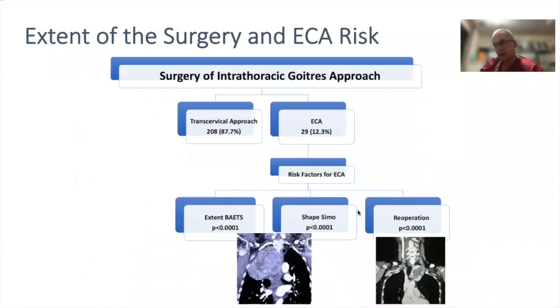This is a very important slide of my PhD, in which we found that the majority, as I said, were transcervical approaches, 87%, and about 12% required an extracervical approach. We found that the risk factors for an extracervical approach were the extent, as per the BAETS classification, the shape, which is something that we in a way created, it was my concept, and then the reoperation.